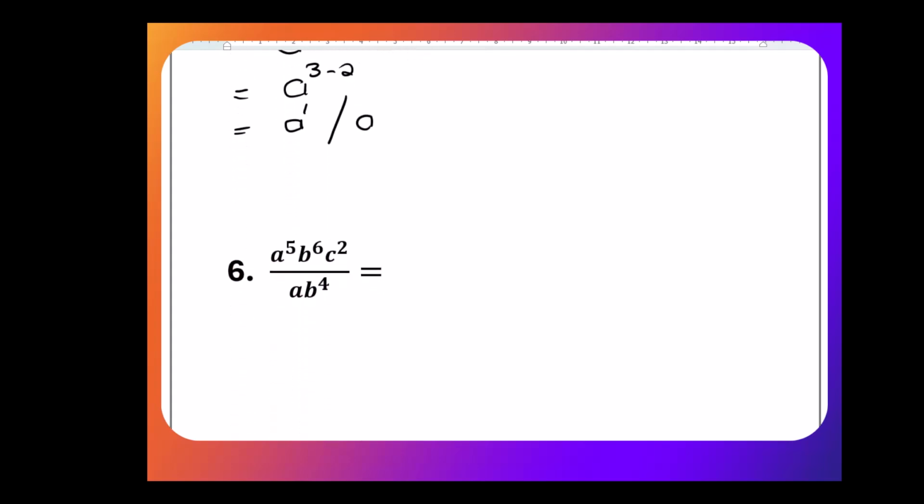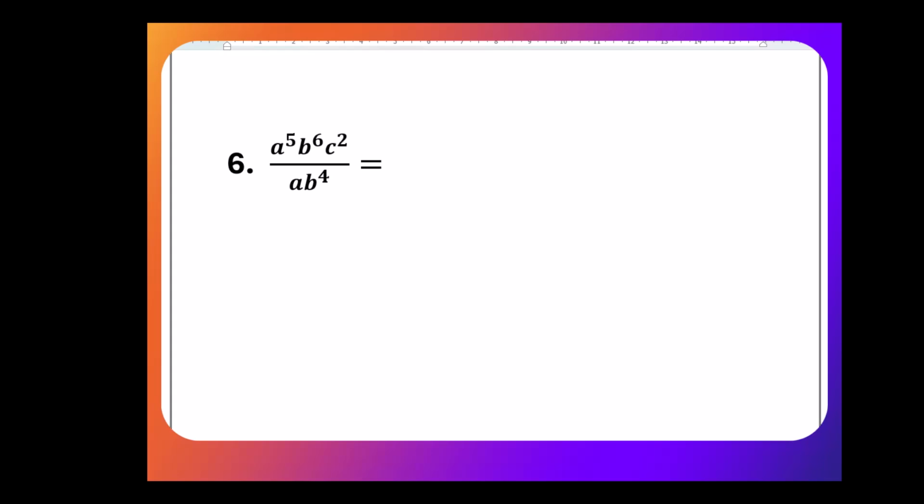If I look at the next question, I have an a to the 5 and an a. So I'm going to say a to the 5 minus 1. b to the 6 minus 4. There's no c, so I just rewrite the c. So my answer is going to be a to the exponent 4, b to the exponent 2, and c to the 2.